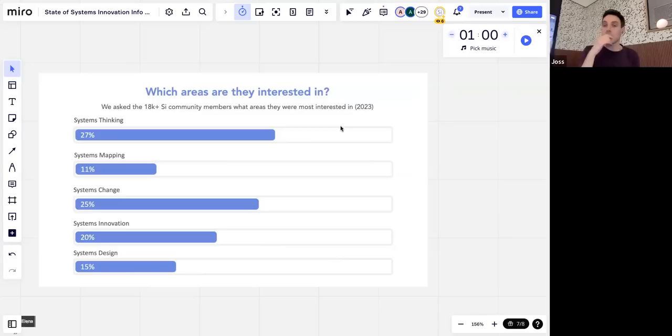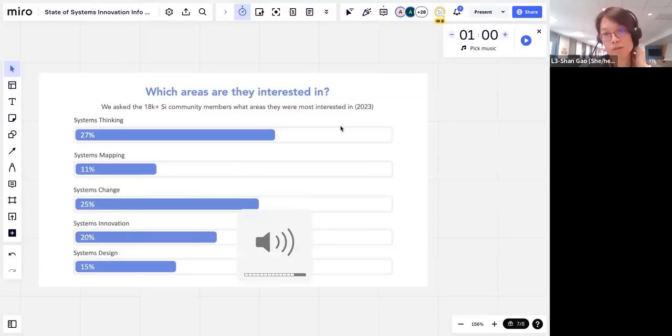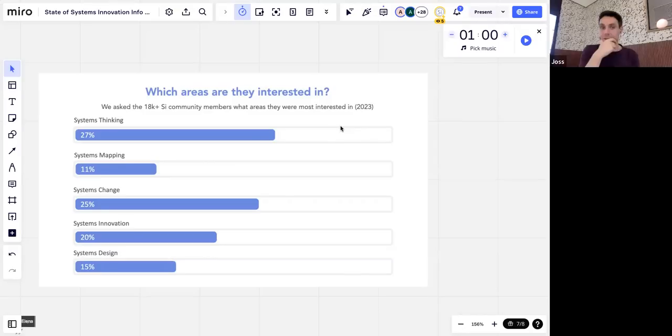Shan: Yeah. I'm just curious, when people are talking about system thinking or system mapping or system changing or system innovation or design, do they really understand the difference? Or do they just use those words because they're exposed to them more often? Yeah, so some people do, some people don't. If you're new to this area, you probably don't really understand the difference too much.